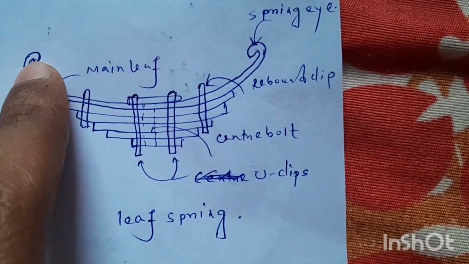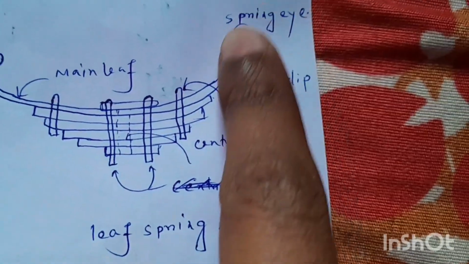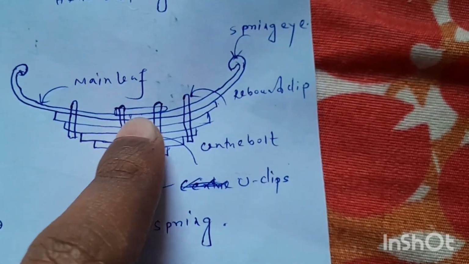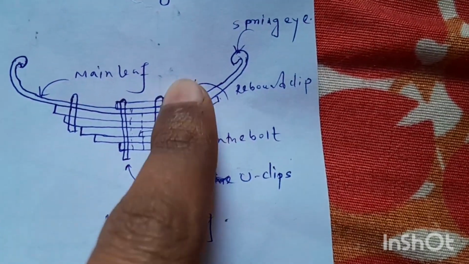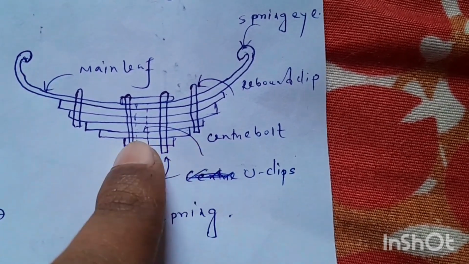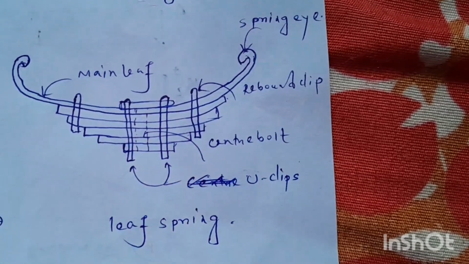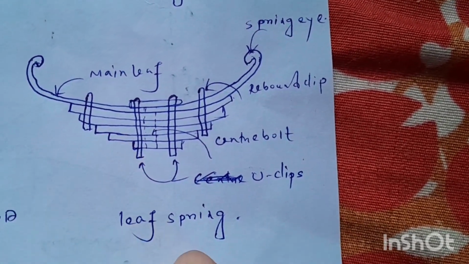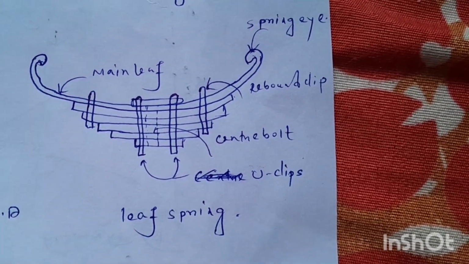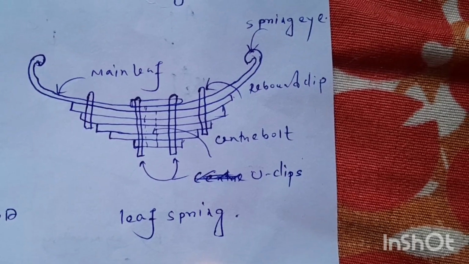You can see the diagram. This is the main leaf of the spring, and this is called spring eye. This is the rebound clip, and this in the middle is the U clip, and the center bolt is here. So this is the leaf spring. And you know, this spring is made up of multiple plates of different sizes.